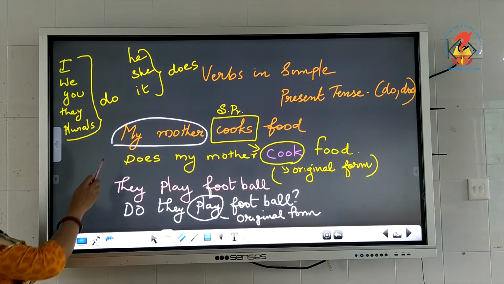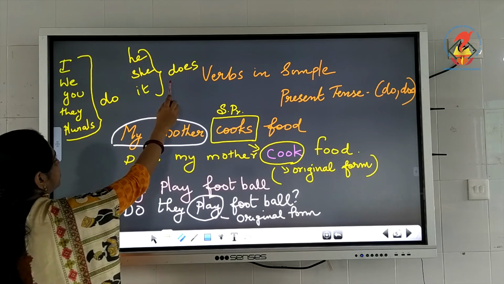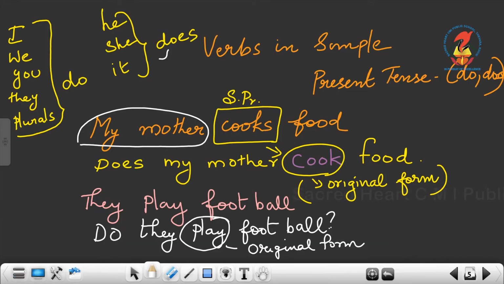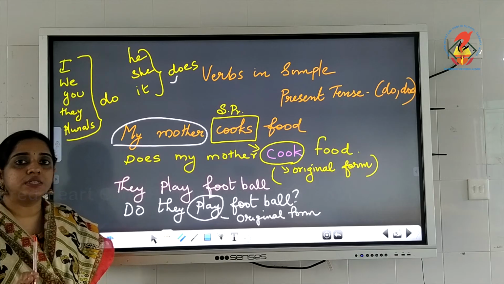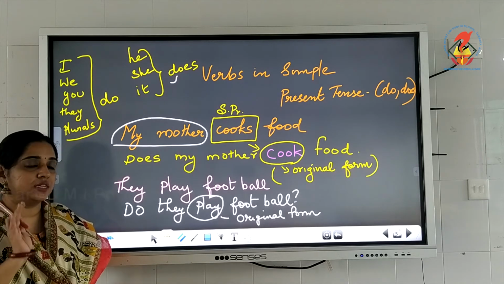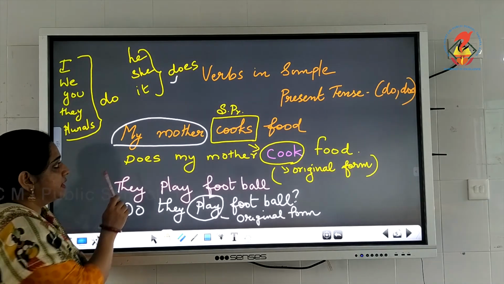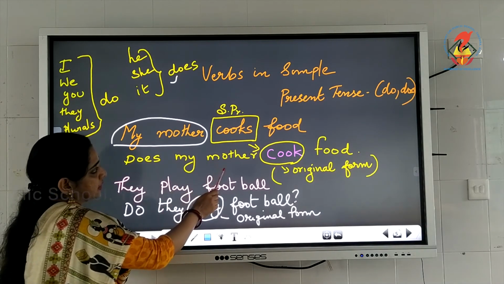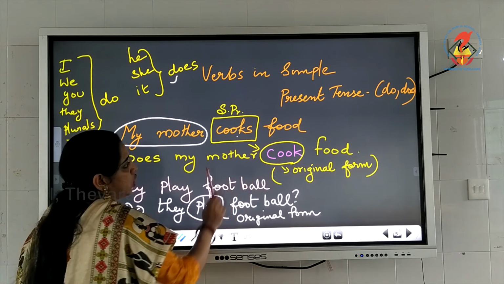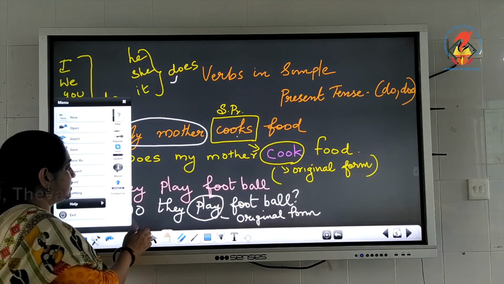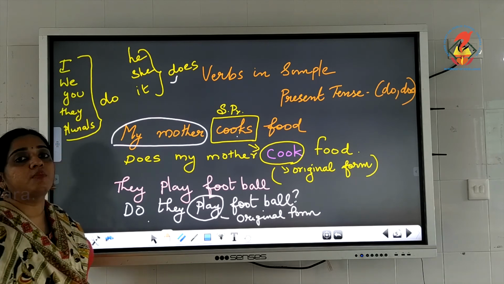So, if it is singular, what do you have to use? You have to use does. Okay, so what will be the answer? Does my mother cook food? As I said, the original form of the verb is used. It's very important. You have to put this rule in your mind. "Does my mother cooks" will become "cook food", because cook is the original form of the verb.